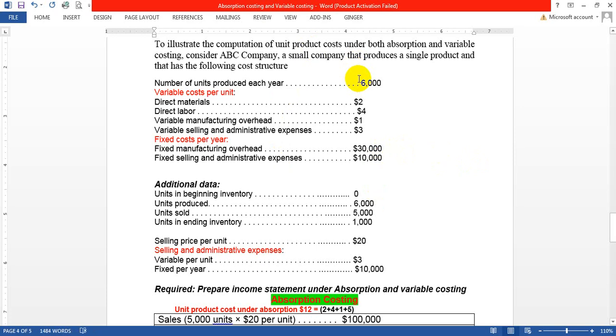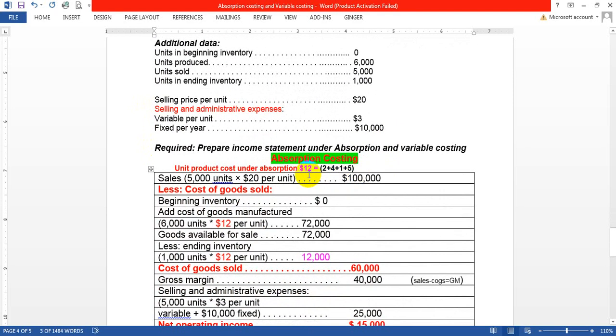If I want to find the product cost under absorption costing, I will add all the values: direct material, direct labor, variable manufacturing overhead, and fixed manufacturing overhead. So my value is 12. That is how I calculate this 12.